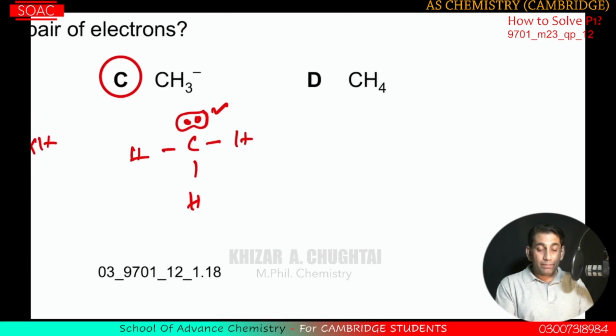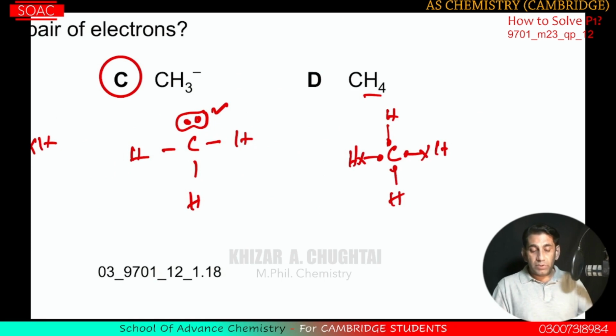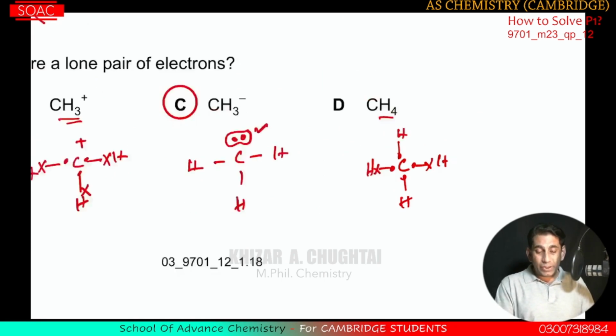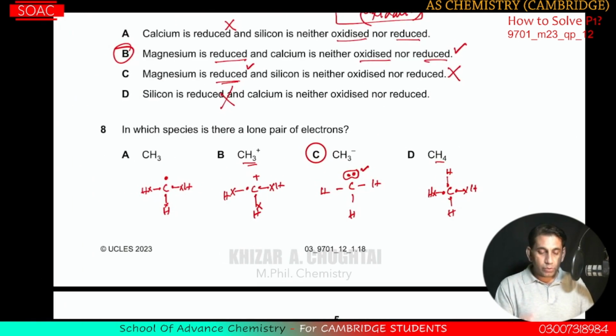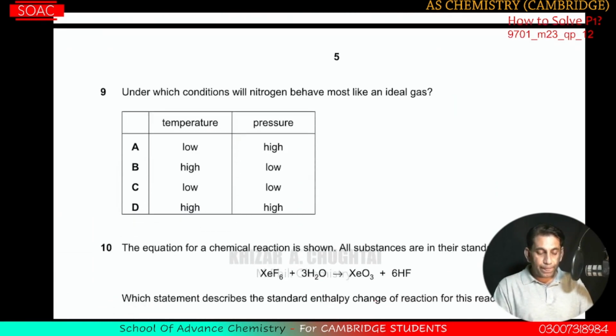However, I'm going to draw the methane as well. CH4: carbon is utilizing all its 4 electrons. So there is no sort of lone pair present on the carbon atom. So C is the confirmed answer.